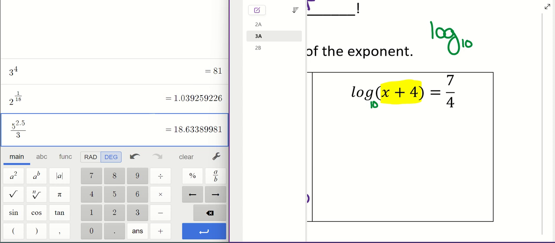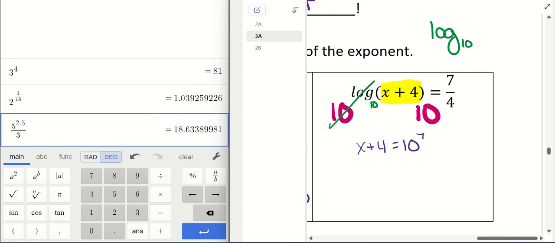So we're going to take both sides and give it a base of 10 and a base of 10. We say goodbye. We say x plus 4 is now alone. And that's equal to 10 to the 7/4 power. Wait until you get x alone to use your calculator. So do minus 4 on both sides.